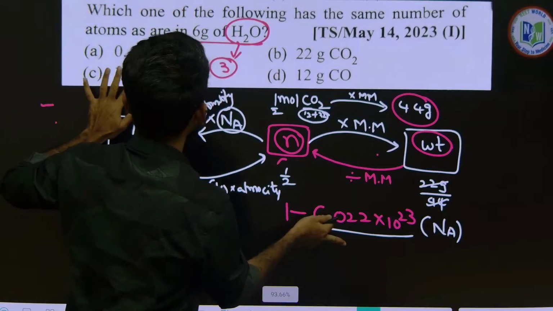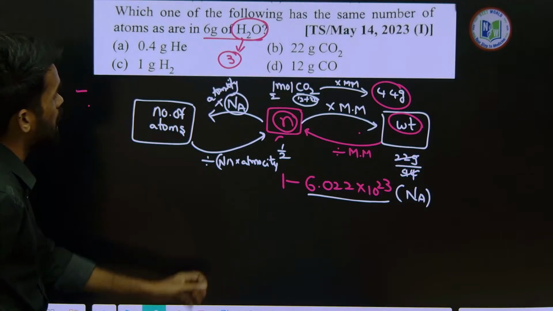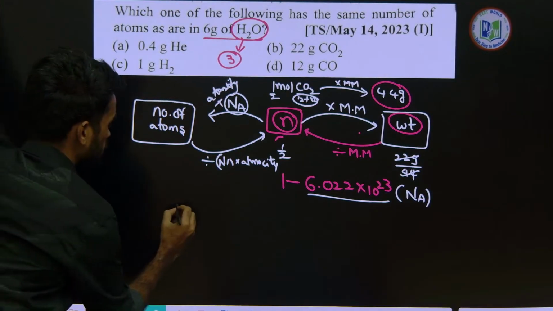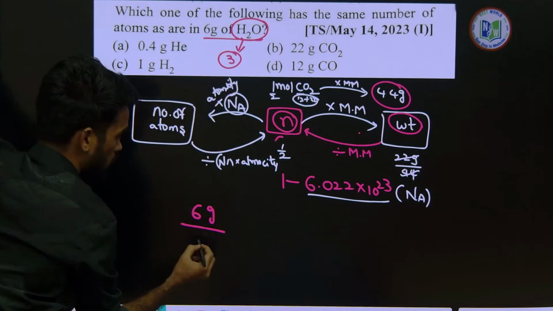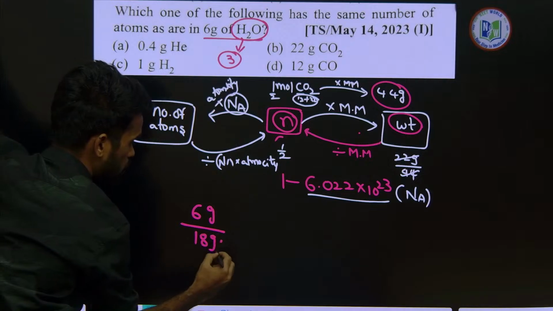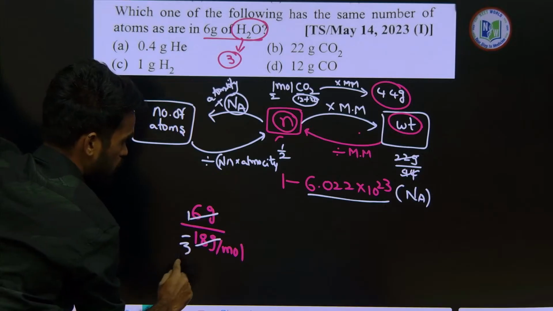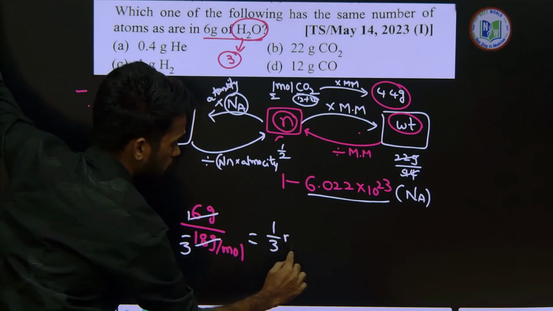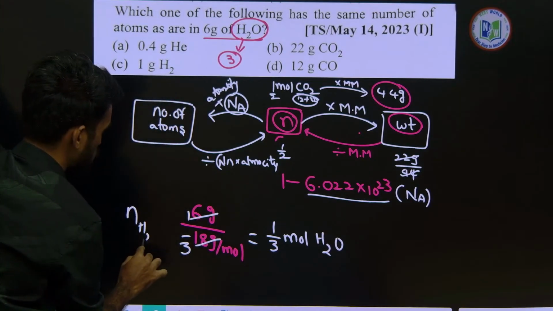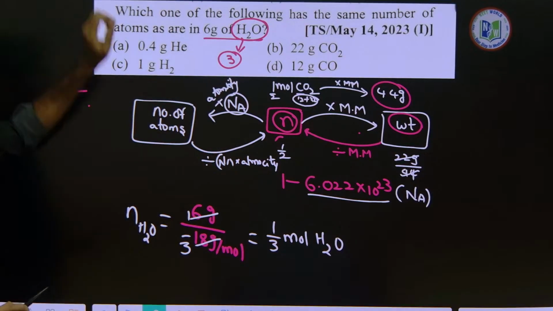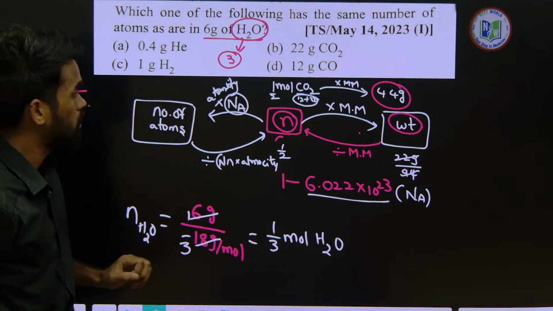Just look at what they are asking. Given 6 grams of water, which of the following has the same number of atoms as this water? Take the weight of that substance, 6 grams, and divide it by the molar mass of water, that is 18 gram per mole. It means you got 1/3 mole of H2O. The number of moles of H2O is 1/3.